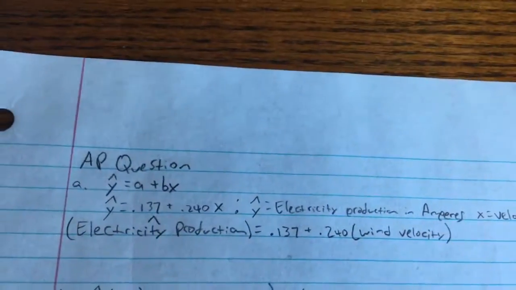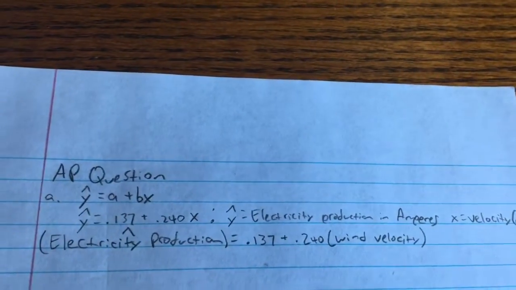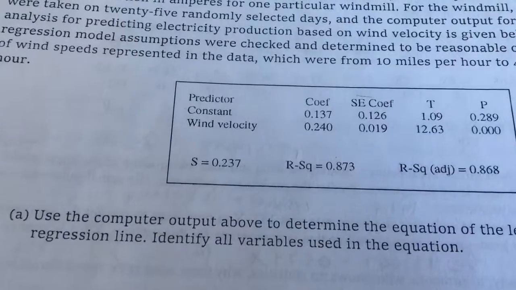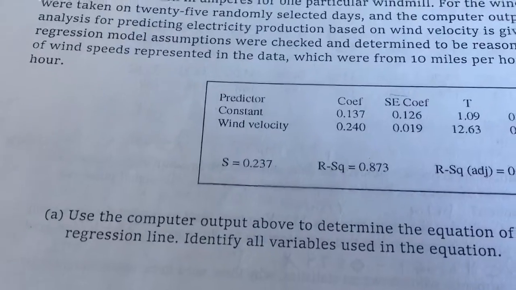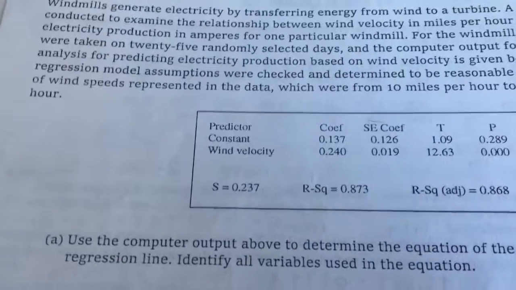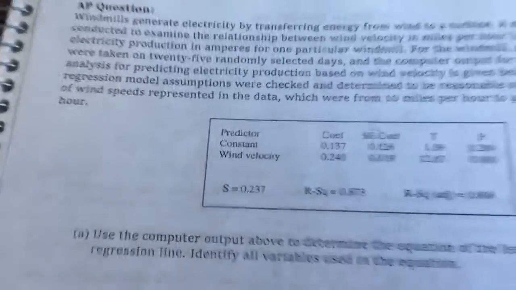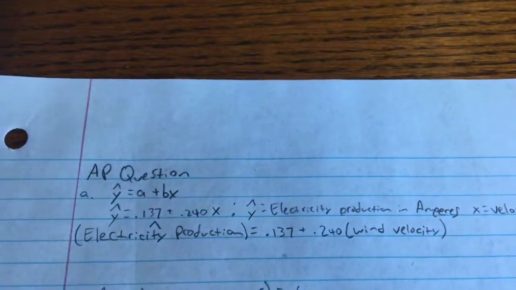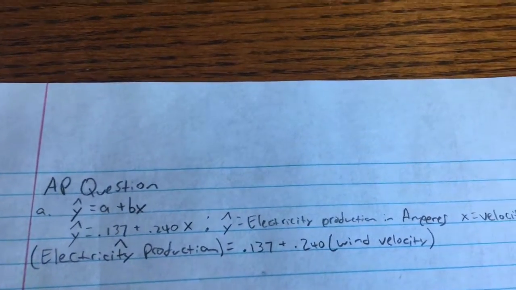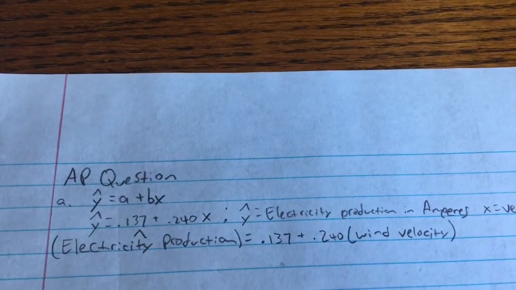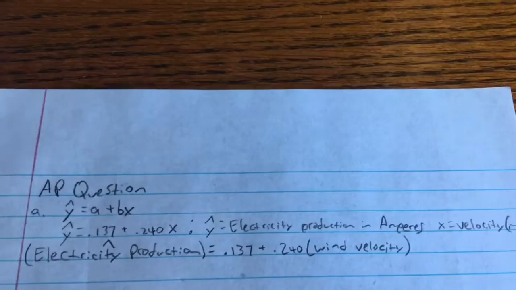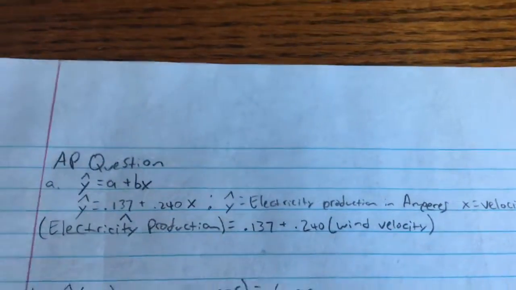So again, starting out with our basic form of y hat equals a plus bx, we have our constant coefficient, which is 0.137, and then we see our wind velocity coefficient, which will be the slope for the least squares regression line, and that is 0.24. So if you go ahead and plug those in, you end up with the equation that the electricity production is equal to 0.137 plus 0.24 times the wind velocity, that velocity in miles per hour, and that electricity production in amperes.